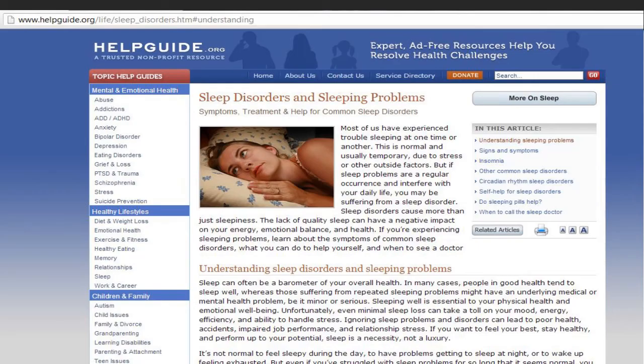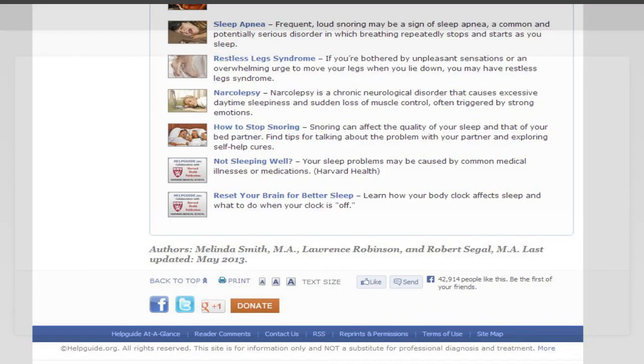Let's say you are looking for information on sleep disorders. Let's Google the term and choose a website called Help Guide, which says that it discusses symptoms, treatment, and help for common sleep disorders. When you look at the main page, at first it is difficult to find any reference to dates. Usually, you'll find information on the last time a site was updated at the bottom of the page. We see here that this website was updated last in May of 2013.